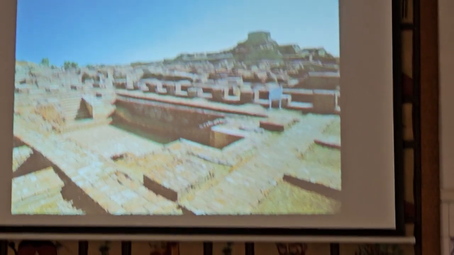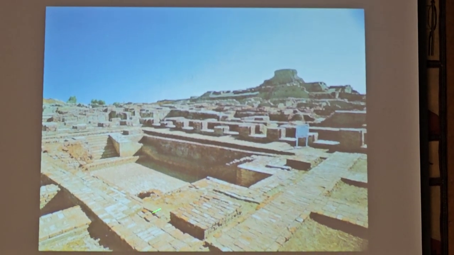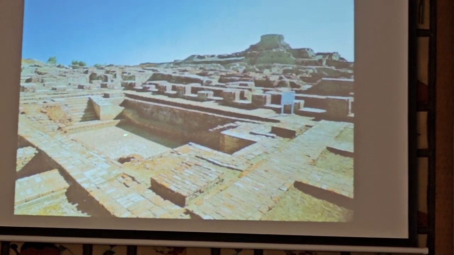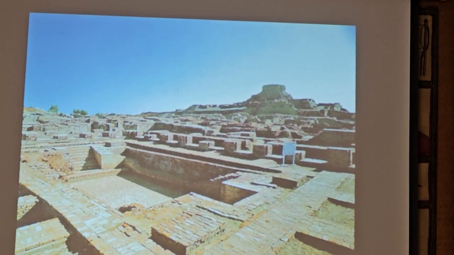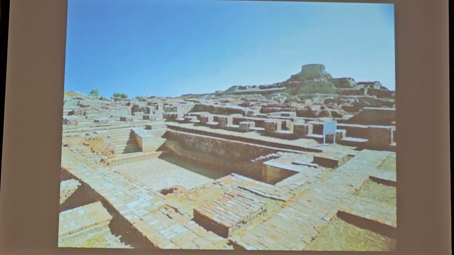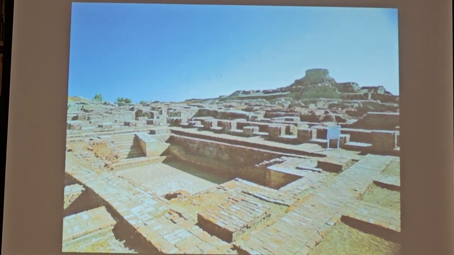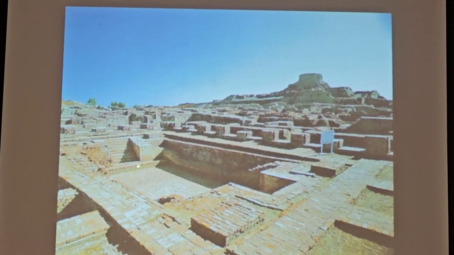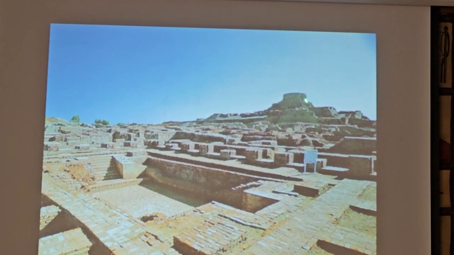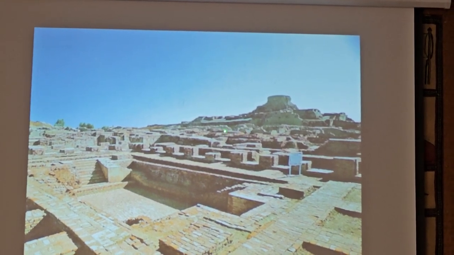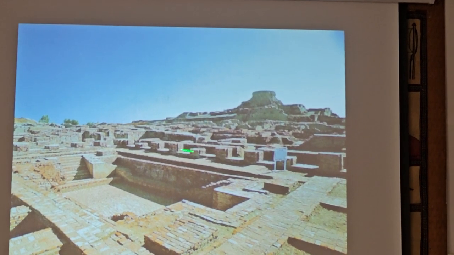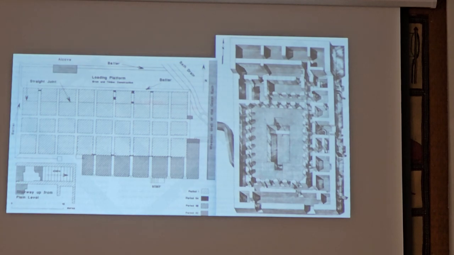One of the unique features of the Indus Valley civilization is this Great Bath. This is a very unique feature which has never been reported from any other civilization. Even in the Indus Valley civilization, it is not found except at Mohenjo-Daro. So this is a unique feature of the Mohenjo-Daro architecture. In the background you can see the stupa of the Buddhist period, which is at a relatively higher point, and below it are the remains of the Indus Valley civilization.